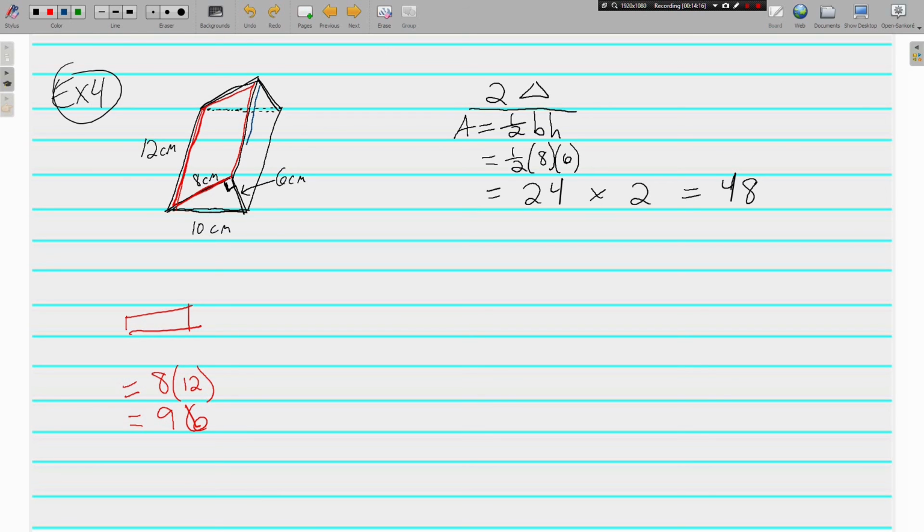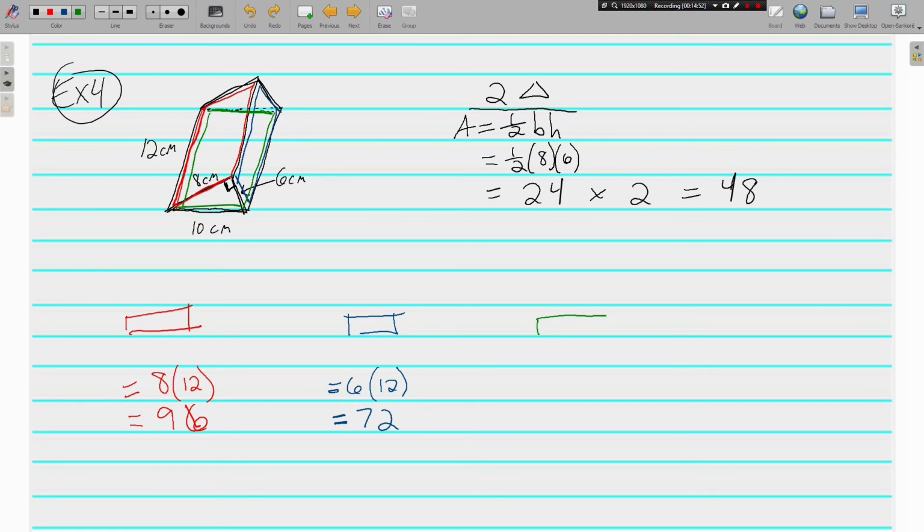We've got another rectangle over here on the right side. This one is going to be 6 by 12, which is 72. And one more rectangle is on the bottom. I'll make that the green one.